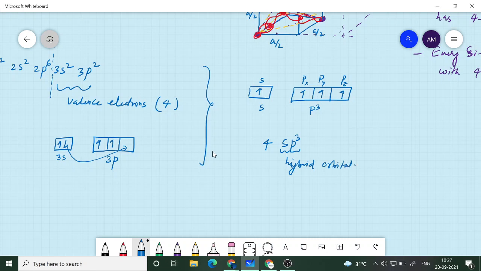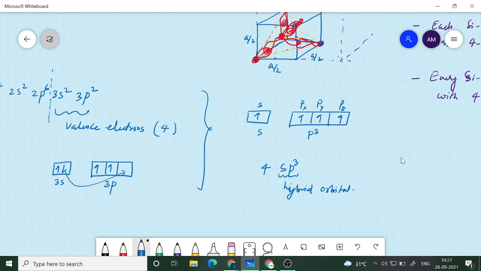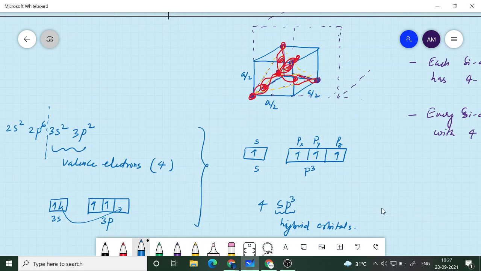Okay. So it's basically a linear combination of one s orbital and px, py, pz. So there will be 4 of them. So it is called 4 sp3 hybrid orbitals. So that is what I have drawn in this blue.